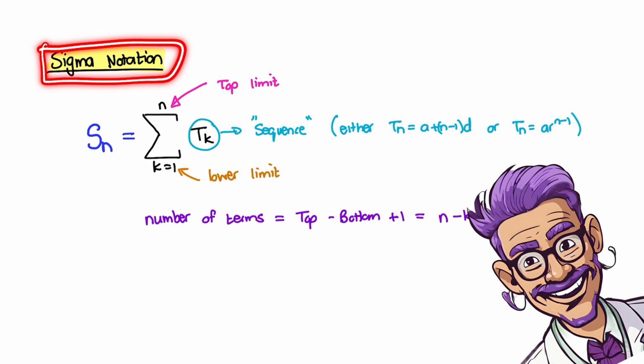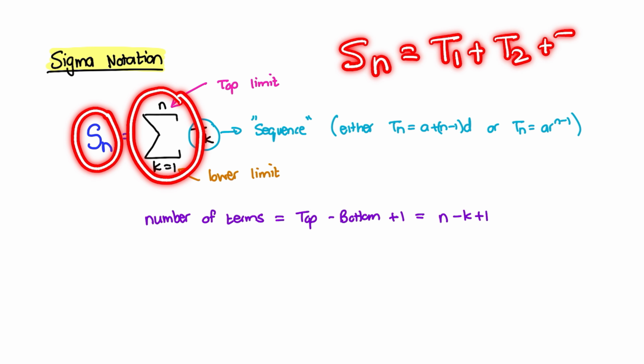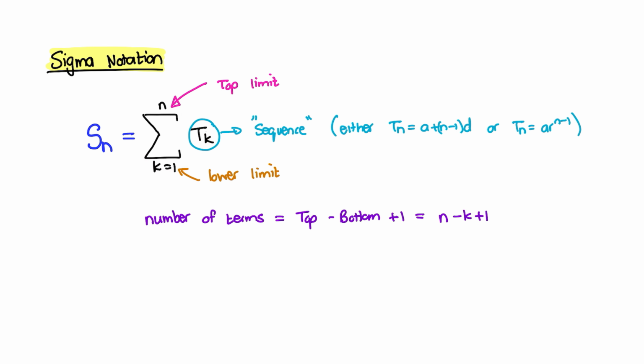Firstly, sigma notation refers to Sn. So Sn is the sum of terms. So that is term 1 plus term 2 plus term 3 and so forth. Then within our notation, we have something in the middle here, or the body, that represents the sequence.